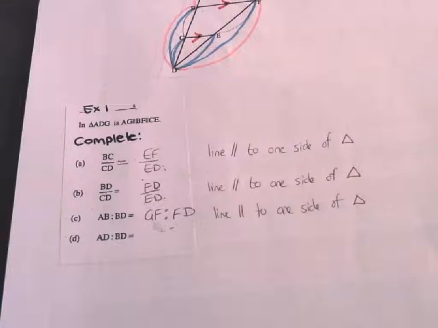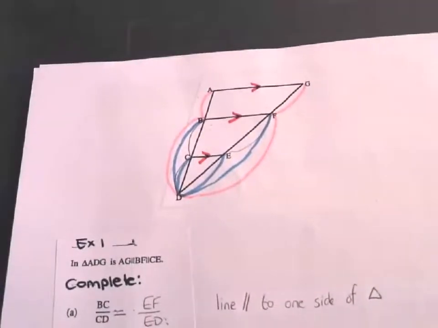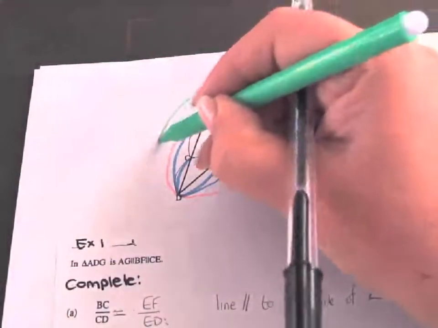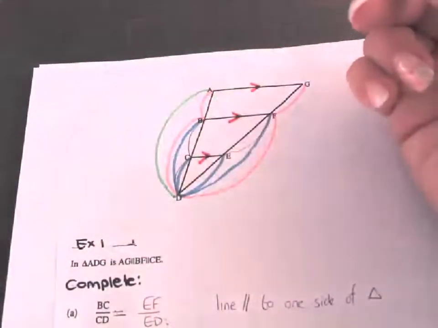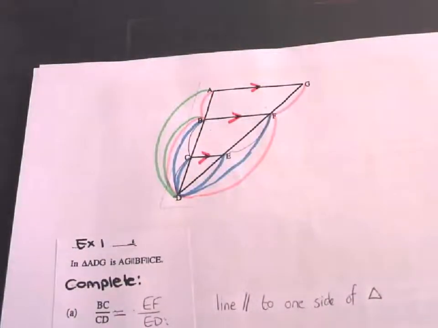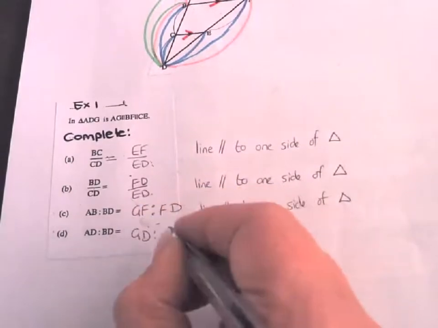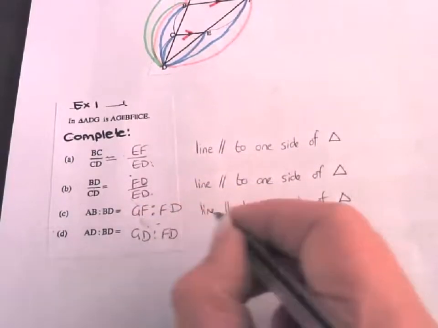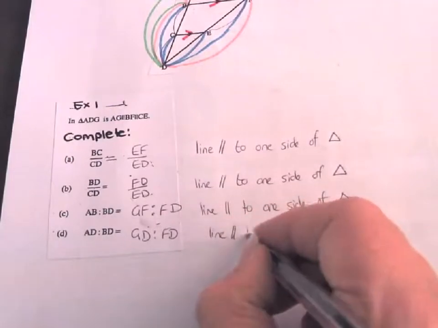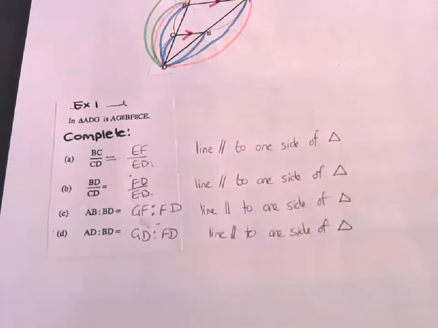The last one, number D. AD to BD will be the same as GD to FD. Line parallel to one side of the triangle. It's easy. Do you agree? For now. For now.